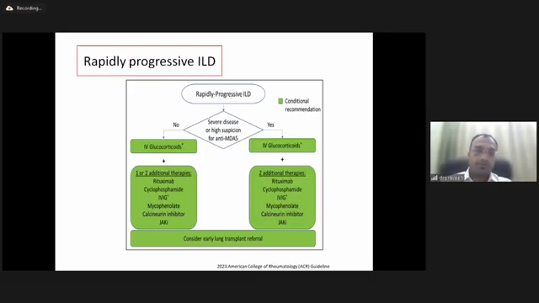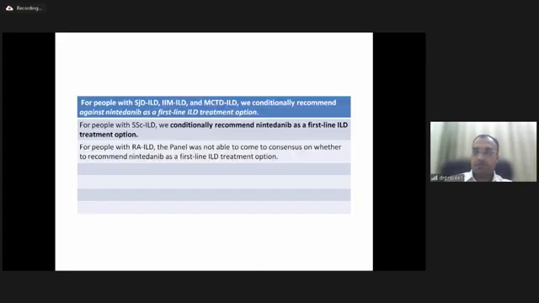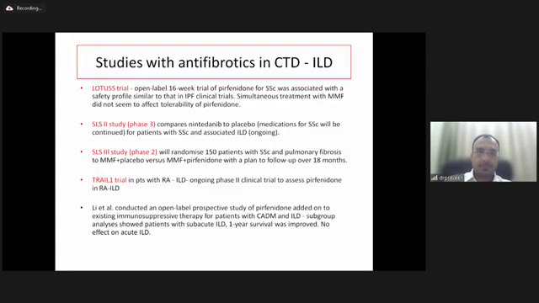If the patient does not have severe disease, is stable enough but rapidly progressing, then IV glucocorticoids with 1 or 2 of the additional therapies, including rituximab, cyclophosphamide, IVIG, mycophenolate, calcineurin inhibitors, and JAK inhibitors. In these patients, beyond a point, consider early lung transplant referral. So in all the patients, except for systemic sclerosis, there is a conditional recommendation not to use nintedanib. For SSc-ILD, there is a conditional recommendation to use nintedanib as a first-line ILD treatment option. In RA-ILD, they were not able to come to a consensus.